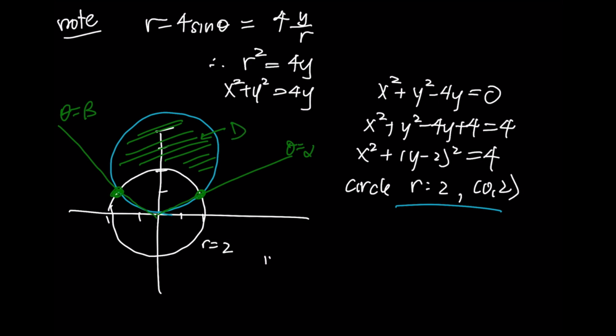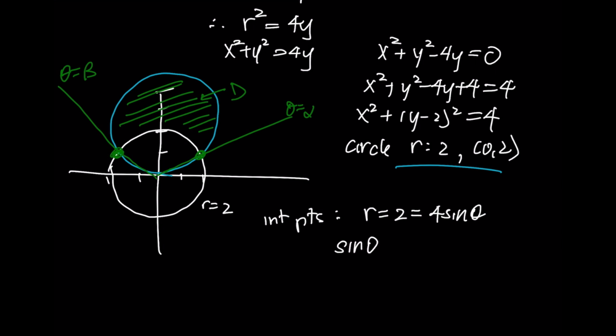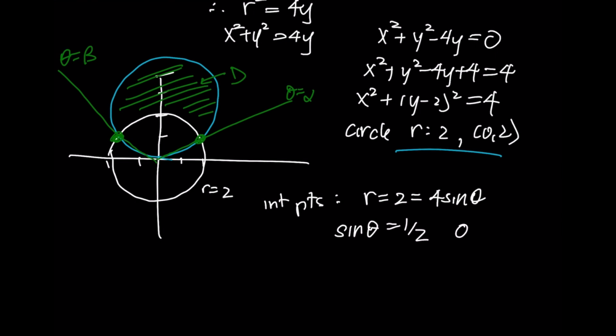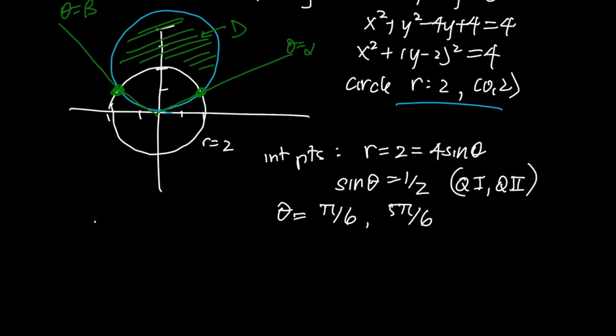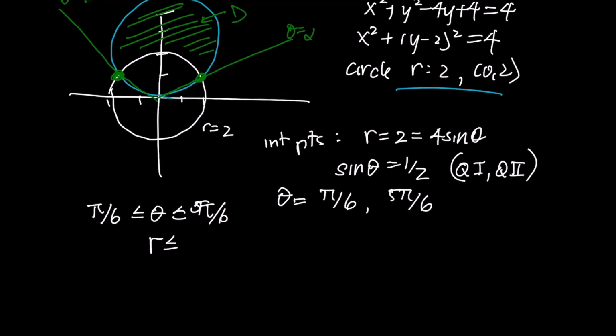The region of integration that we are interested in is this region right here, inside the blue curve but outside the white curve. To figure out the intersection points, we set r equals 2 equal to r equals 4 sine theta. This tells us that sine theta is a half. This happens when the angle is in quadrant 1 and in quadrant 2, as sine is positive there. The reference angle pi over 6 is the solution, and the quadrant 2 answer would be 5 pi over 6. So the limits of integration here would be constant in the theta direction, but in the radial direction, we would have the following.